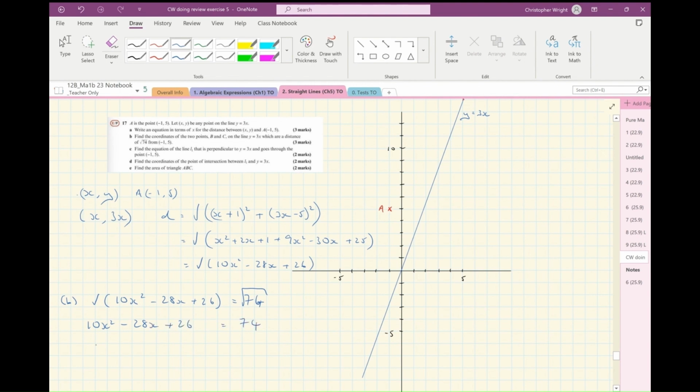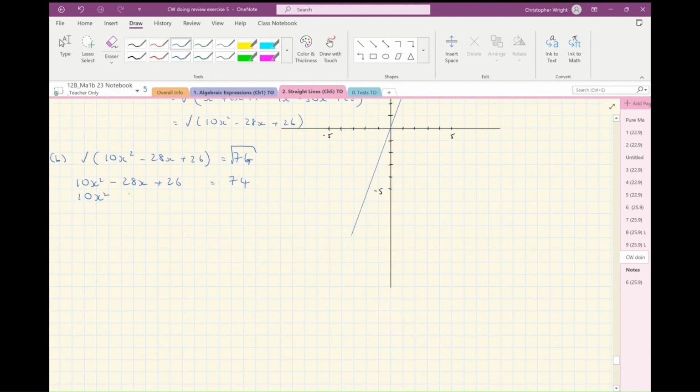This is a quadratic equation. I'll set it equal to 0. 10x squared minus 28x, 26 subtract 74 gives me minus 48, equals 0. I need to factorize this, really. Well, I can pull out a common factor. Gives me 2 lots of 5x squared minus 14x minus 24. And now I can factorize that further.